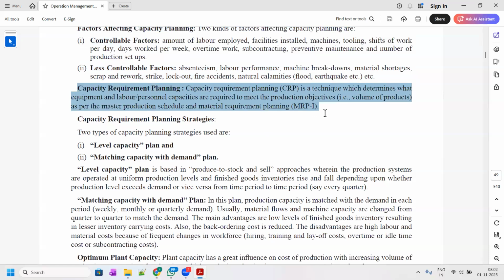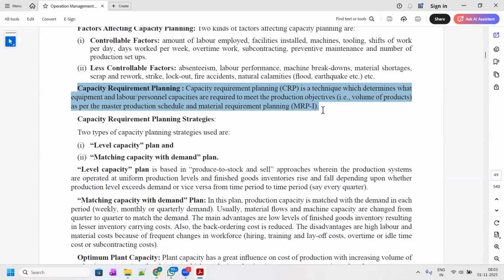When it comes to capacity requirement planning, we are talking about CRP. CRP means capacity requirement planning, and that is used as a method to find how much equipment and labor are needed to meet the production goal. This basically works with the master production schedule and material requirement planning to ensure that the resources we have are available whenever they are required.